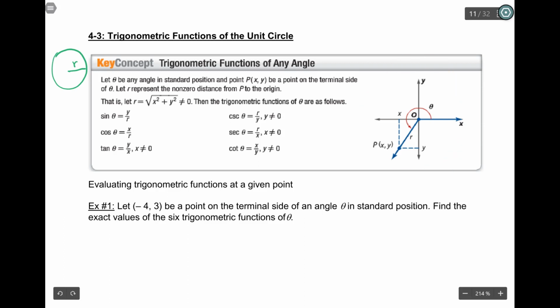You notice that we have an initial ray and our terminal ray. So you would know that here the angle is more than 180 degrees. It is a positive angle because it's going counterclockwise.